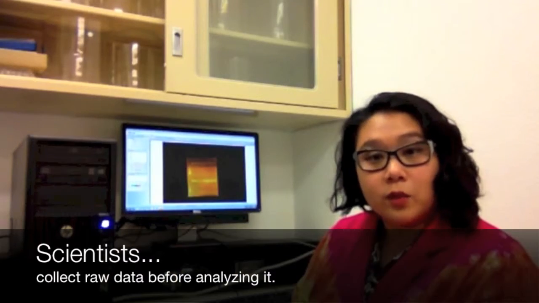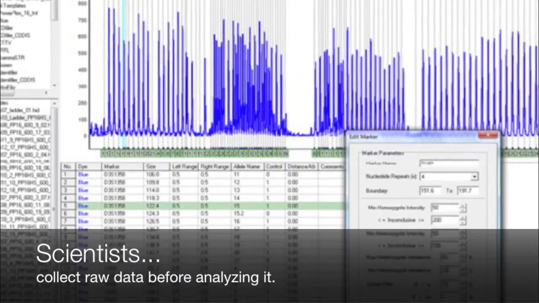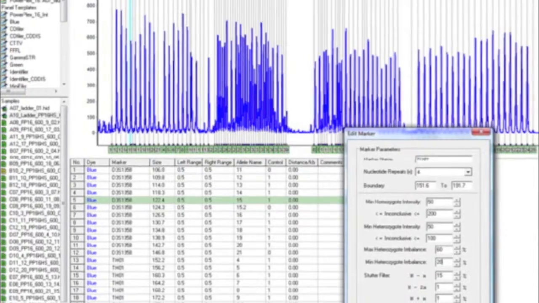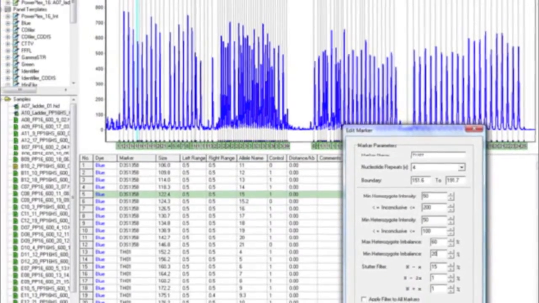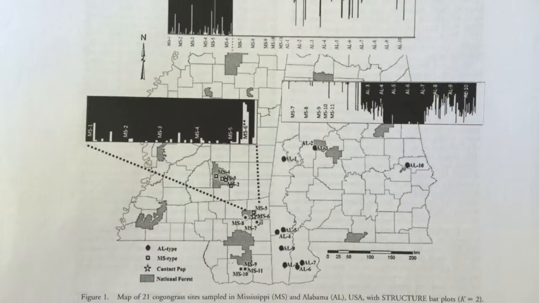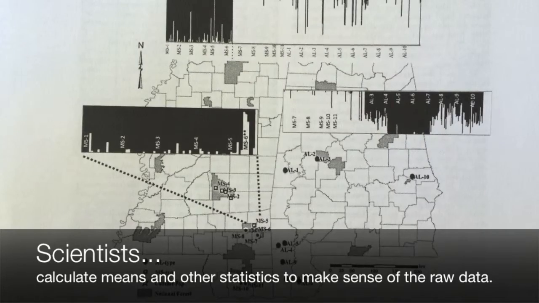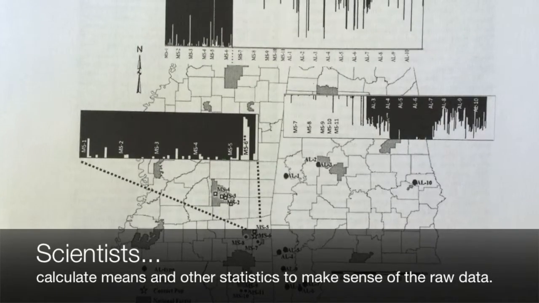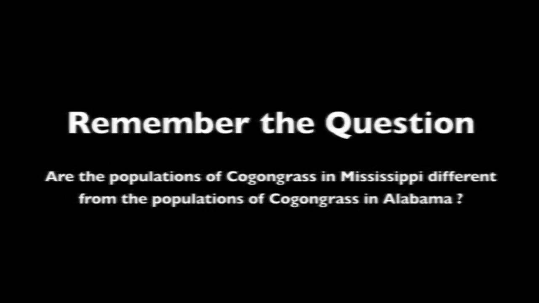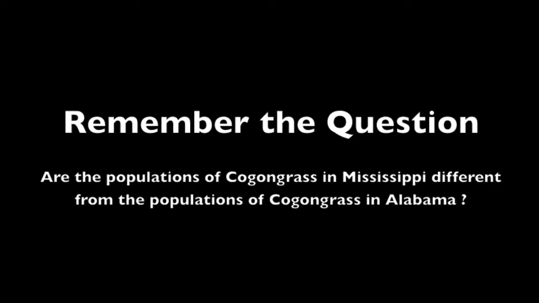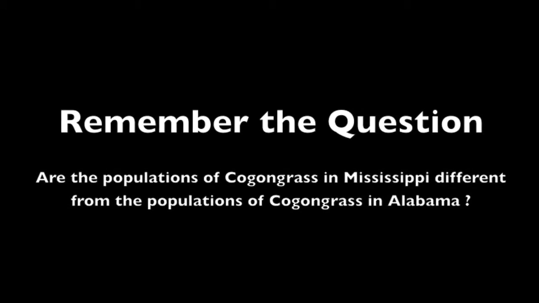So what we're looking for is whether these populations are the same or different, and how different they are based on their genetics. And we use things called statistics to figure this out. So we tally up all the numbers of differences among different individuals and different populations, and we try to determine if the populations in Mississippi of Kogan grass are different from the populations in Alabama of Kogan grass. Now remember, this is a grass and it doesn't pay attention to state lines.